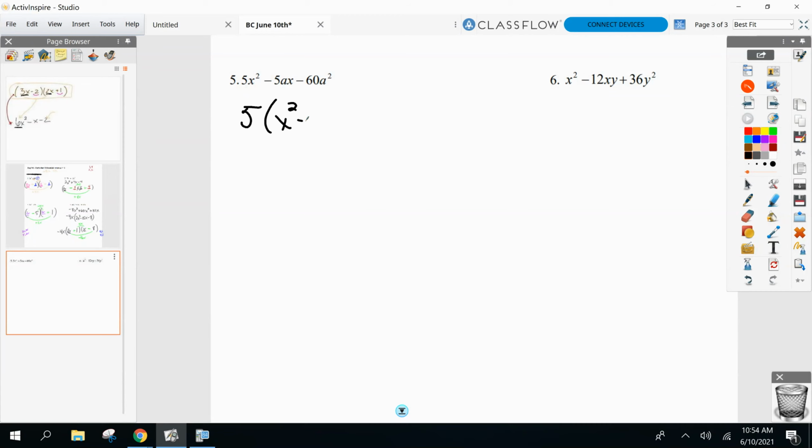X squared minus AX minus 12A squared. All right, I just took a GCF out. No issues. Everyone all right? Took a GCF out. We can all do that. You still don't like the 2 variables, right? Okay. How many terms are in there? 3 terms. What's the number out in front? 1, isn't it? The number in front of x squared is 1. 3 terms, number out in front is 1.